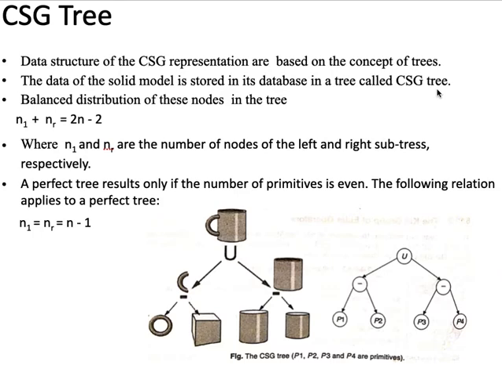Ordered means that each tree node has a left and right branch. Binary means that each node has two branches. If you see the figure here, it shows a CSG tree. This is shown in full detail, with primitives, Boolean operations, and the arrows here.